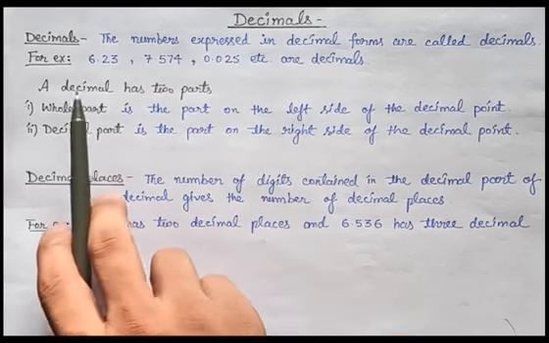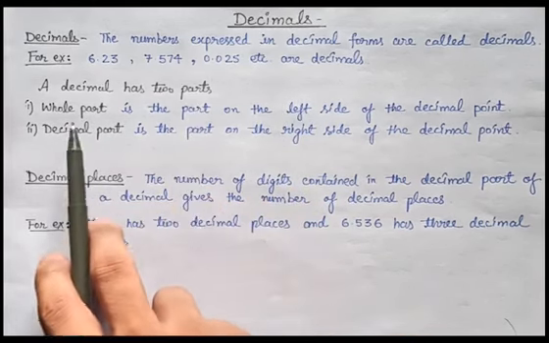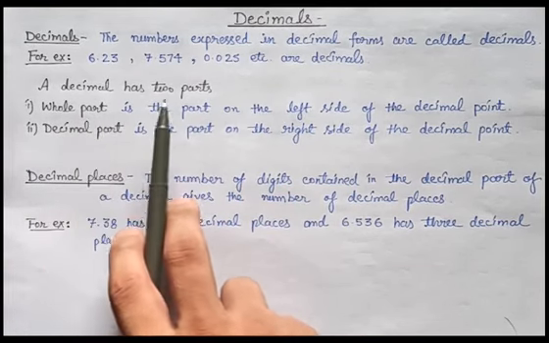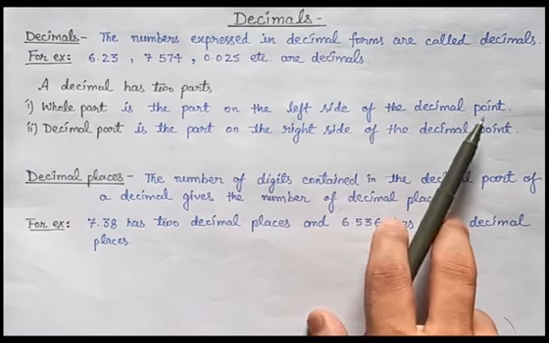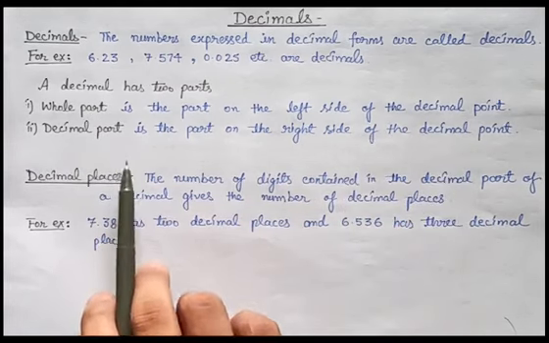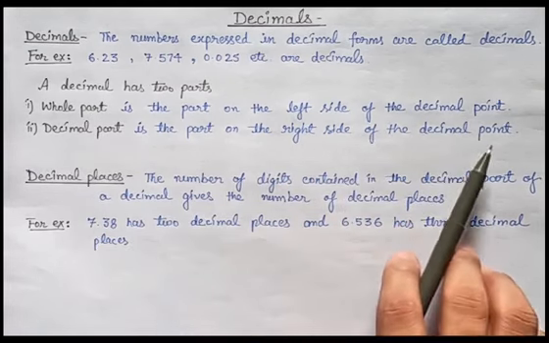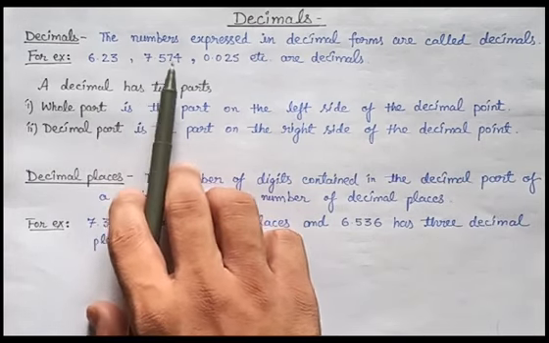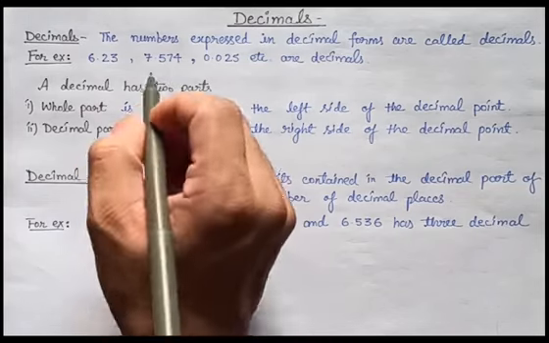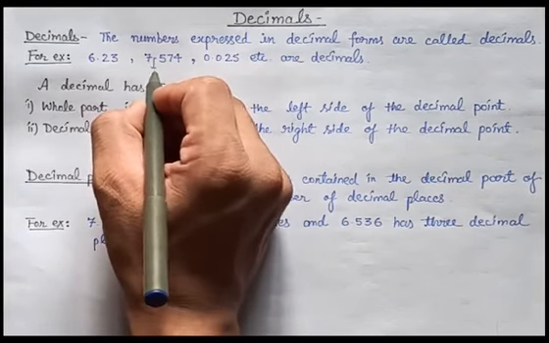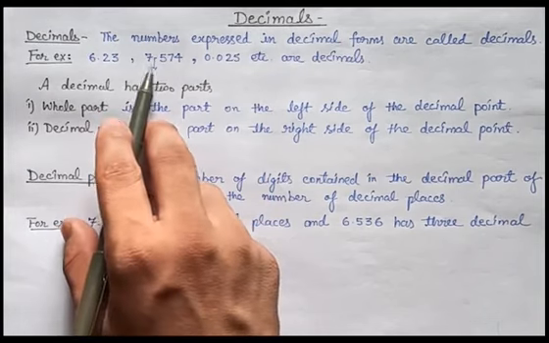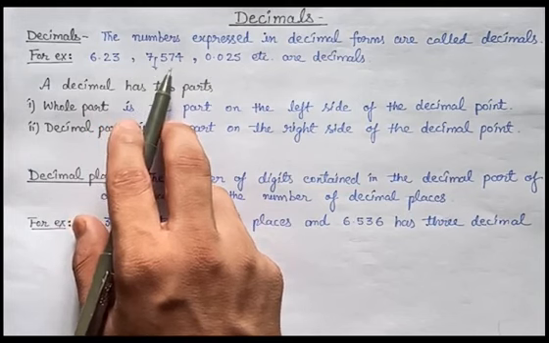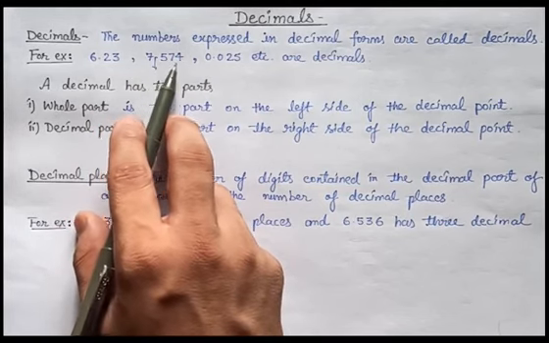Also students, a decimal has two parts. First, whole part and second is decimal part. So whole part is the part on left side of the decimal point, while decimal part is the part on right side of the decimal point. For example, let us consider this example 7.574. So here you can see this is our decimal point, and on the left of decimal point there is a number 7, while on the right of decimal point there are the numbers 574.